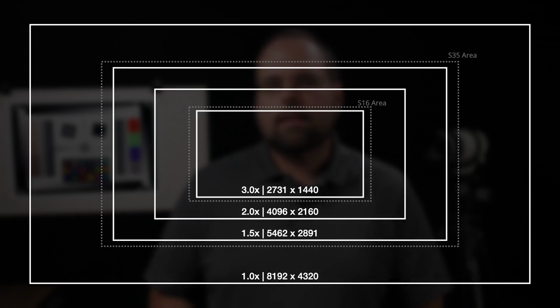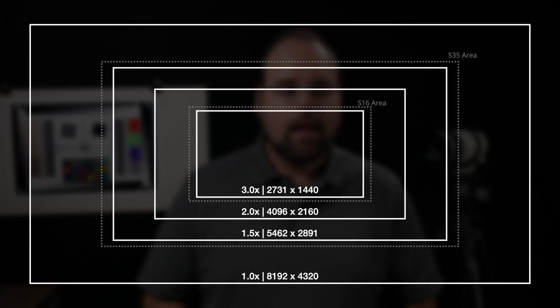And then for 3x, it's 2731 by 1440 pixel area out of the sensor that's being read. And this, again, is higher resolution than 2K. This should be downsampled to 2K output resolution, so we really should see a pretty decent image here, at least in the 2K mode, and we really aren't.